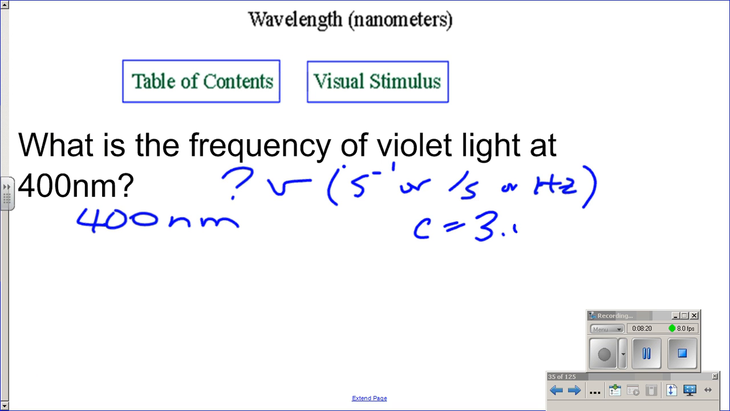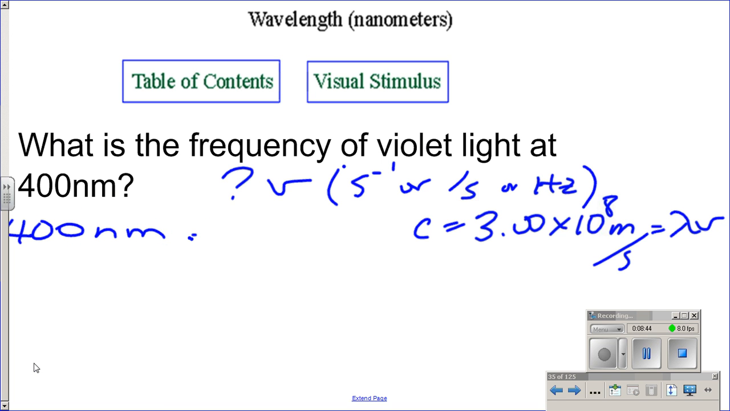C is equal to 3.00 times 10 to the 8 meters per second, which is equal to lambda times frequency. All right, what do you notice that looks funny to me? What should I do with that first? Convert to meters, because I can't use nanometers in a problem with meters. I can't cancel units, and then I'm in big trouble. So 400 nanometers times what unit do I want? Meters, and I want that on top. So what unit do I want to get rid of? Nanometers. So you see the dimensional analysis.